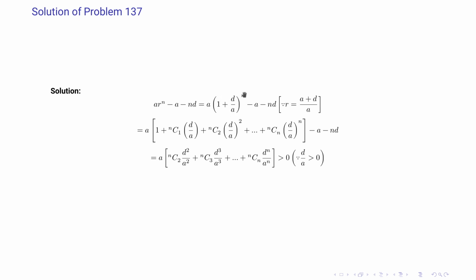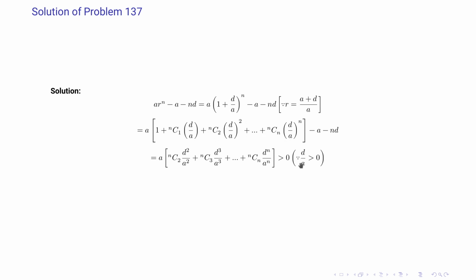So we write this whole to the power n minus A minus ND. Now we expand this using the binomial theorem, and we get this. Now if you don't know the binomial theorem, then you can skip the problem and come back to this when you have studied the binomial theorem. Once we have expanded this, nC1 will be n, and D by A will remain D by A. So when it gets multiplied with this, it will become ND, and when A is multiplied with 1, it will become A. So A will get cancelled with this A, and ND will get cancelled with this. So what will remain is A into the rest of the expression.